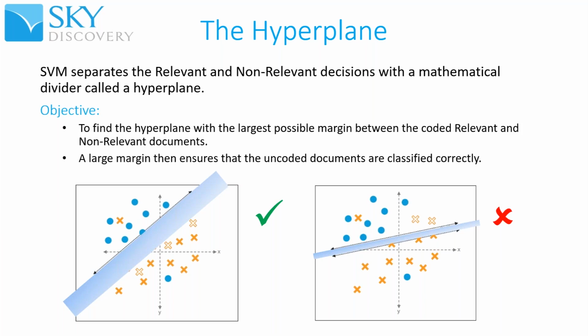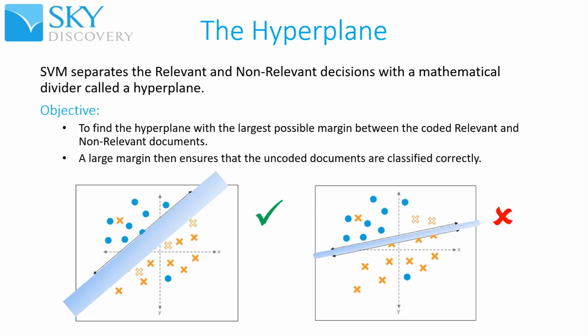We can then use that to hopefully accurately determine that uncoded documents are sitting, in this case, on the relevant side. On the diagram on the right, we have a much narrower margin, and that means that, as you'll see, some of the documents that should be sitting in the relevant category have, on that incorrectly placed hyperplane, been categorized as not relevant. This is why the system is continually updating the document ranks, to work out the correct positioning of the hyperplane.